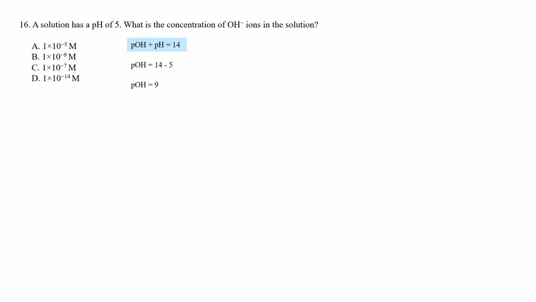If you know pOH, how can we calculate OH minus concentration? OH minus concentration is the same as we calculated before, anti-log of negative pOH value. So OH minus is anti-log of negative, the pOH value is 9, so negative 9. Then the answer is 1.0 times 10 to the negative 9 molar is the OH minus concentration in this solution.